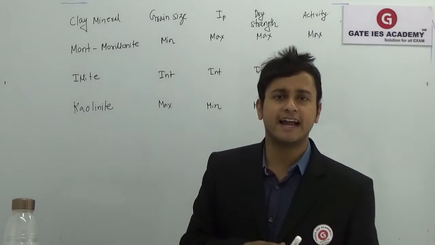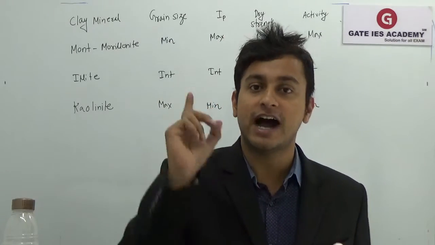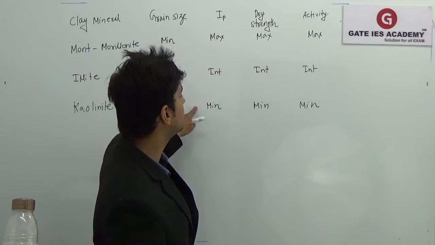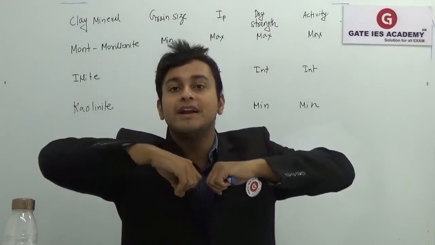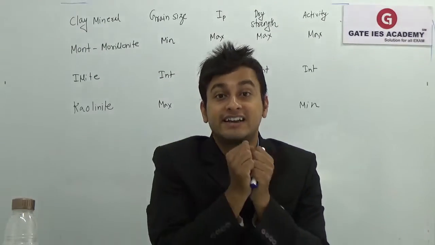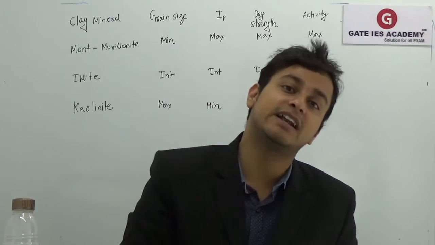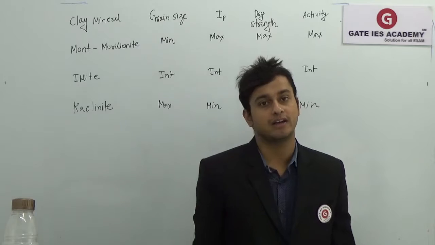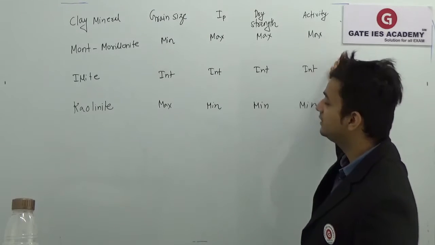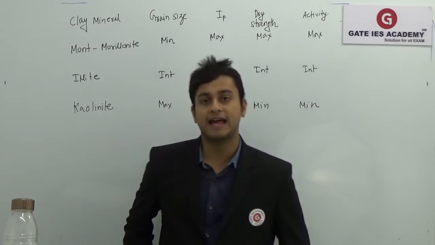IP: the more water it can take, the more water it can throw out, so its plasticity is more. So its IP will obviously be more. More will be the plasticity, also intermediate for illite and minimum here. Now the more water it can take, the more it can release and become dry. So more water into the system, and when it releases it, the dry strength also becomes more. So the more the plasticity or the more the IP, the more is the dry strength. That you have to keep in your mind. So kaolinite will have the minimum dry strength, and activity you already know. So this table is very important. You will get some match the following and fill in the blanks type of questions on this.